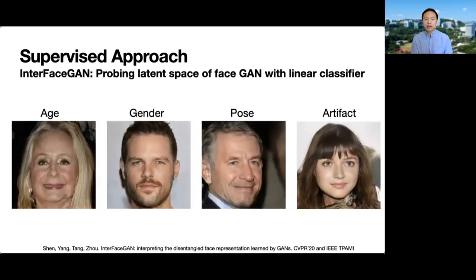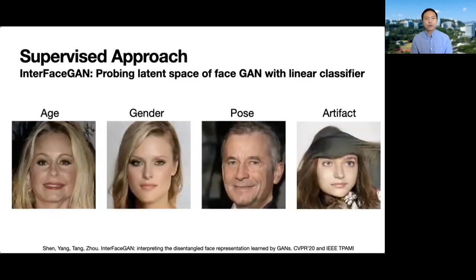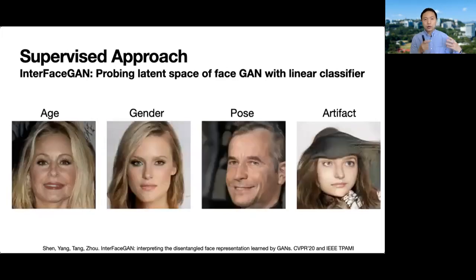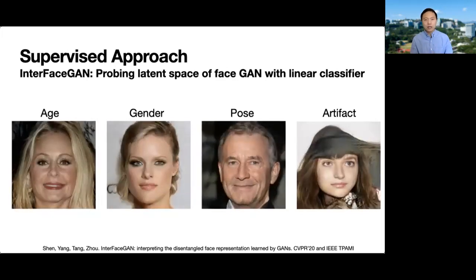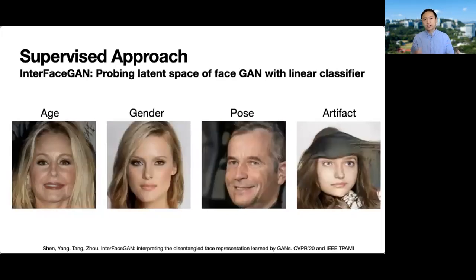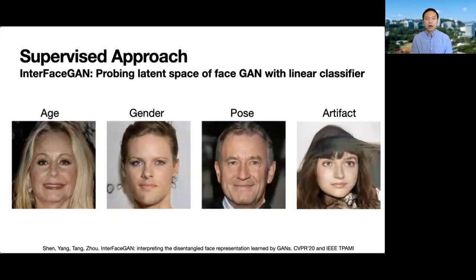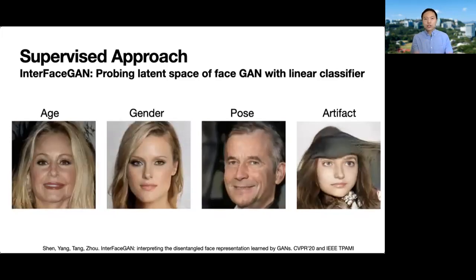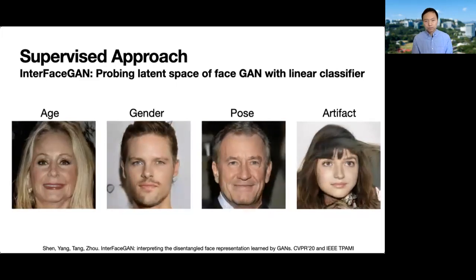Here we apply this kind of technique to interpret face generative models. We have a face generation model, then we apply this linear classifier to identify the facial attributes inside the latent space. Then we can manipulate different kinds of facial attributes such as age, gender, pose, and artifacts.